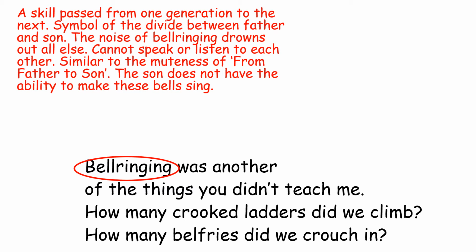This is something I'd like to pick out as a reminder of From Father to Son. The breakdown of communication was clear in From Father to Son. There was a muteness. The father and the child could not speak to each other in honest and open terms. Here, the son does not have the ability to make these bells sing. The reason why he cannot make these bells ring is because he wasn't given the gift of bell ringing that his father could have passed down from one generation to the next.